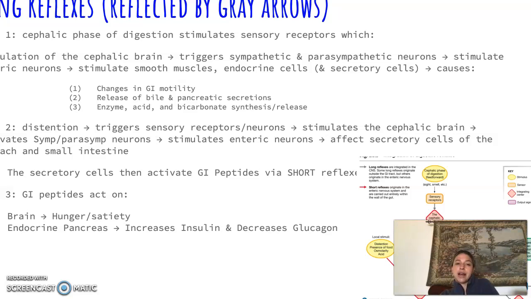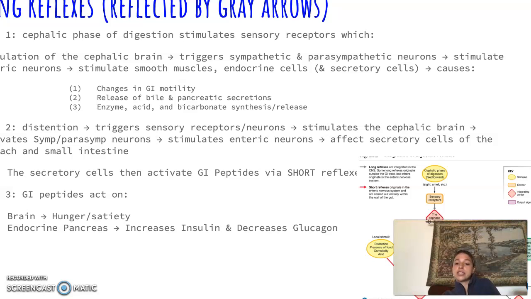Path 1 begins with the cephalic phase of digestion and stimulates sensory receptors, which then stimulate the cephalic brain, which triggers sympathetic and parasympathetic neurons and stimulates the enteric neurons. This then stimulates smooth muscles and endocrine cells and secretory cells, which causes, in the first green box that you see on the right-hand side, changes in GI motility, release of bile and pancreatic secretions, and enzyme, acid, and bicarbonate synthesis and release.